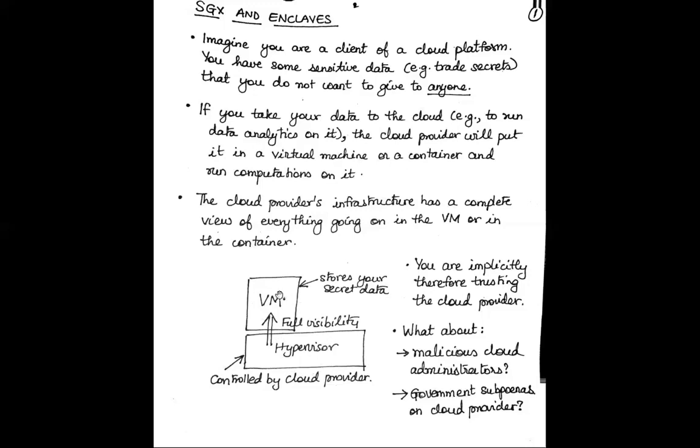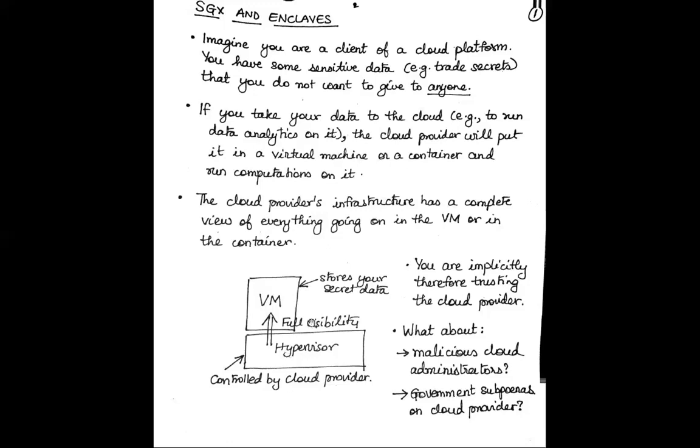So I've drawn a picture here with the virtual machine running on top of the hypervisor. The story is exactly the same if you were to consider a process and an operating system. Okay, it's exactly the same. The operating system has a complete view of whatever is going on inside every process. That's again because the operating system manages the page tables for the processes, and also the operating system can go and read the physical memory that backs the virtual machine memory of each process. So as a result, you are implicitly trusting the cloud provider not to do something like this whenever you take your computations to the cloud.